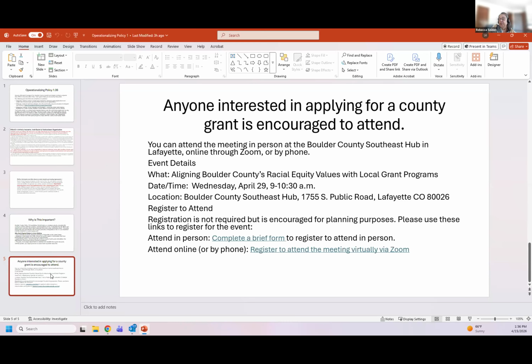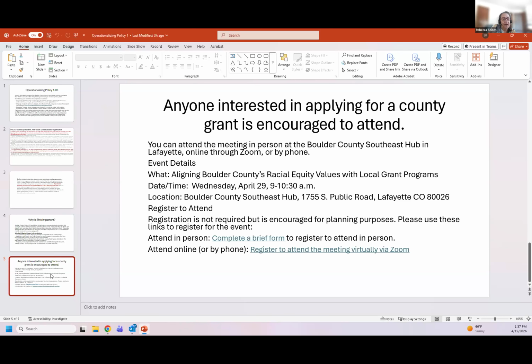You do need to register to attend. It's not required, but it is encouraged just so that we have planning purposes on how many people will be attending. And then there are links within this slide in order to register. So really, if anybody is out there that is interested in applying for grants in the future, they should come to this training. I encourage it.